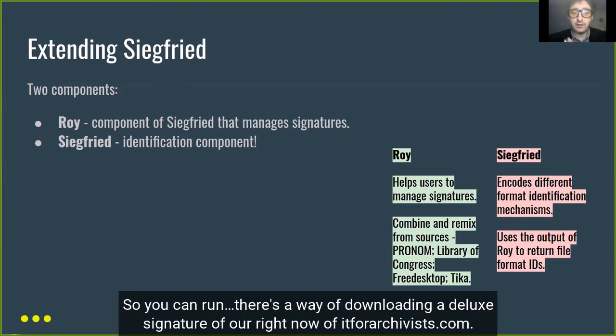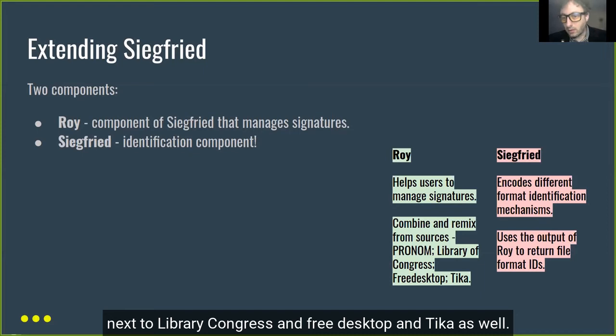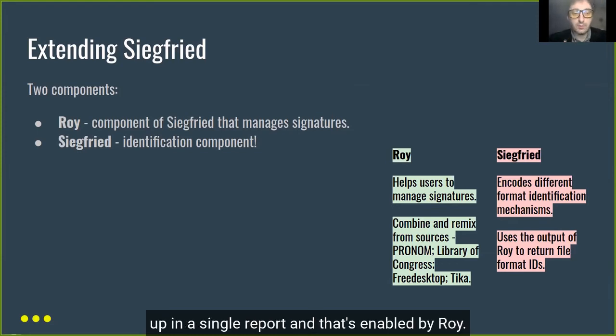So there's a way of downloading a deluxe signature file right now off itforarchivists.com. I think it's .com, I could be wrong. That allows you to run PRONOM next to Library of Congress and Freedesktop and Tika as well. So you can see all the different identifications come up in a single report. And that's enabled by Roy.